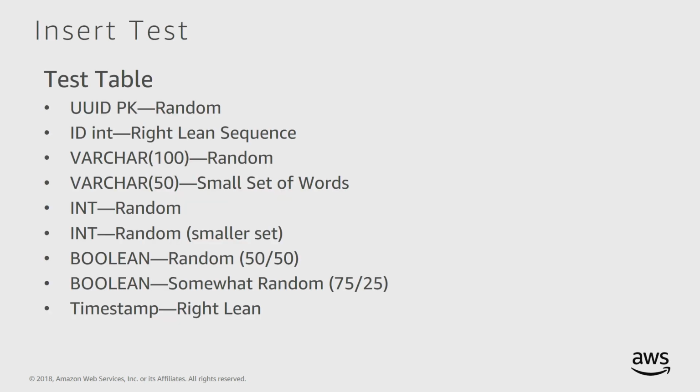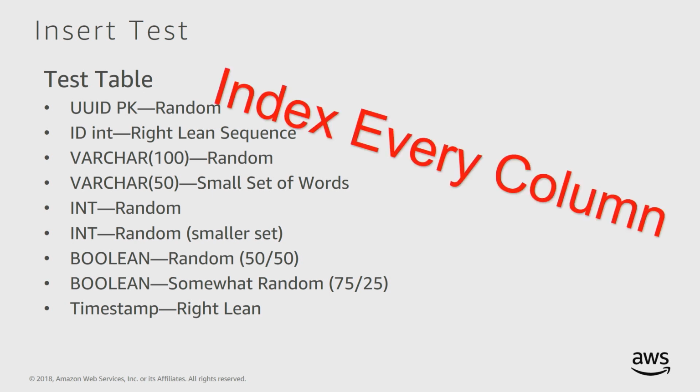To demonstrate this, I built a really quick test where I have this table that I created that has 9 columns. It has a whole bunch of random ones, like the first PK that's a UUID. I have some right-leaning, like the timestamp and this sequence, but a lot of it's random. And then I indexed every column. This is not typical. Most people don't have a 9-column table with 9 indexes. But most people do have 100+ column tables with 9 indexes. So this is just to show that it's not about the size of the table that really matters, it's about the number of indexes.